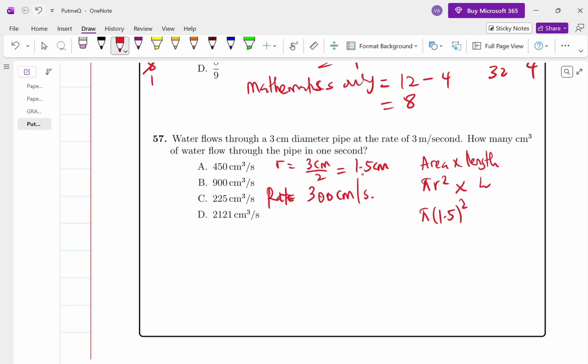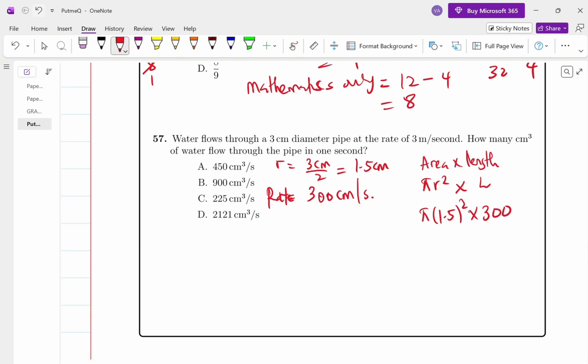Okay. So this rate, let's continue. Our rate is 300 centimeter per second. What this rate tells us is the length per second. In 1 second, it flows through 300 cm. In 1 second, it covers a length of 300. So this will be times 300.